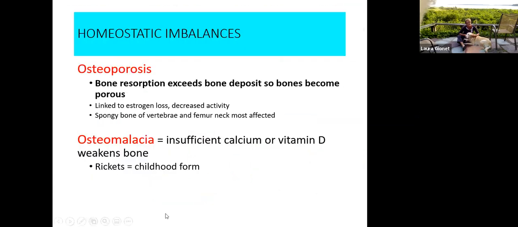Homeostatic imbalances that we want you to know are osteoporosis and osteomalacia. Osteoporosis is when bone resorption exceeds bone deposition, so that bones become more porous and fragile and essentially what we call demineralized. With age, as you get older, it's going to happen with a decrease in estrogen and testosterone. You lose what's called the inhibition of the osteoclast that you normally had.